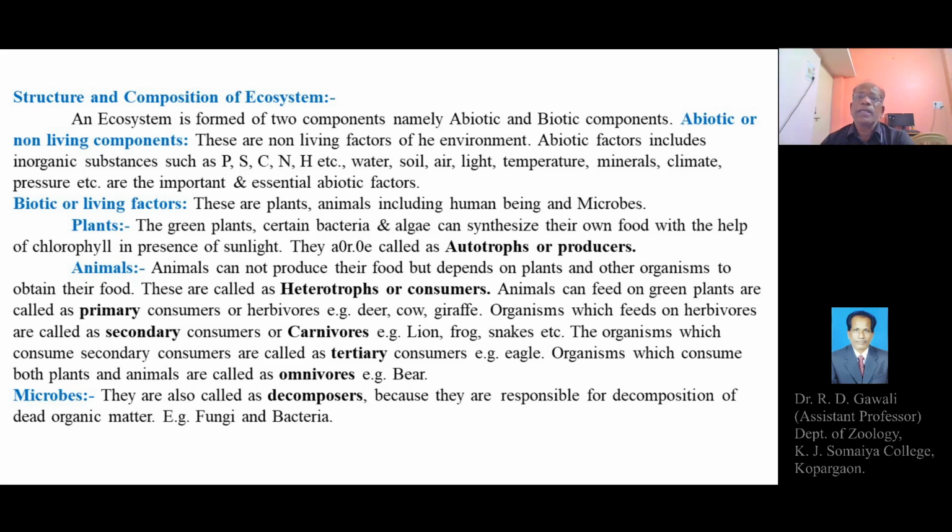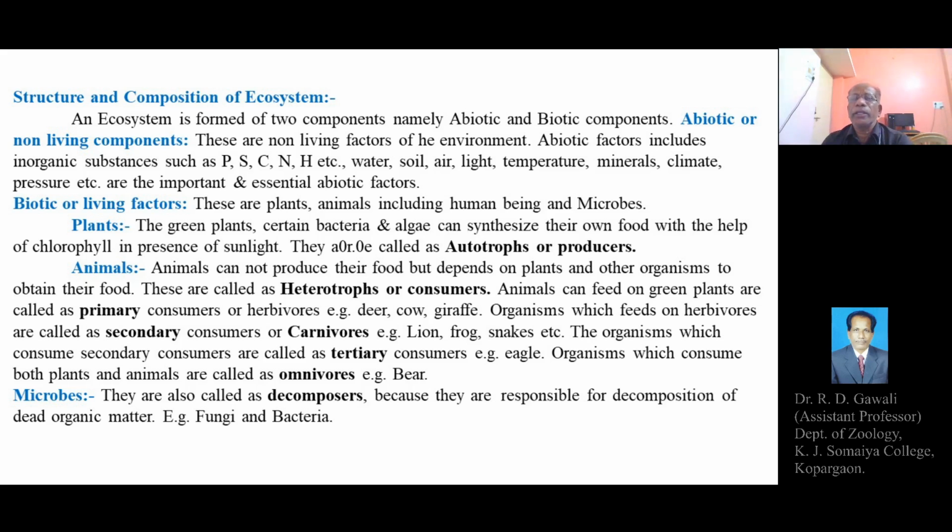Then animals, the second category of the biotic components. Animals cannot produce their food but depend on plants and other organisms to obtain their food, and hence are called heterotrophs or the consumers. So animals are heterotrophs which cannot produce their food themselves, but are dependent on plants and other organisms for their food, and hence are called heterotrophs or simply consumers.